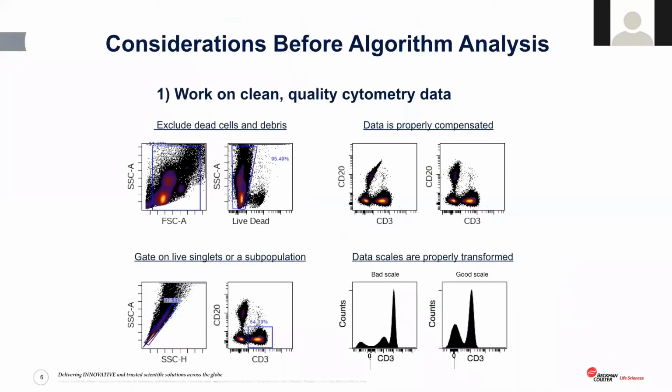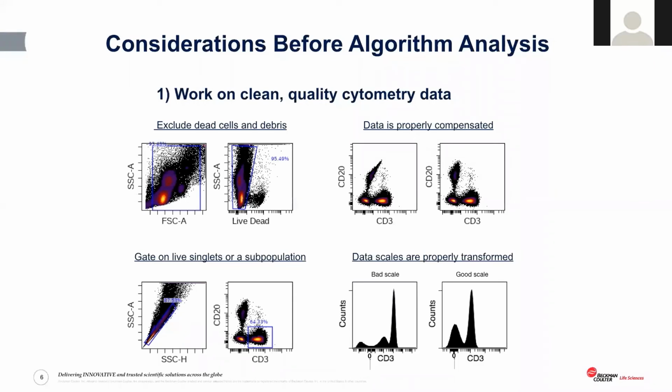To run viSNE or any other algorithm, we need to make sure we are working on clean quality data. Here shows a simple gating strategy we can use to gate out dead cells and debris with scatter gates. Once you get live singlets, you can run the algorithm directly without gating further. Or you can choose to gate on a subset like CD3 and run the algorithm on the subsets as needed.